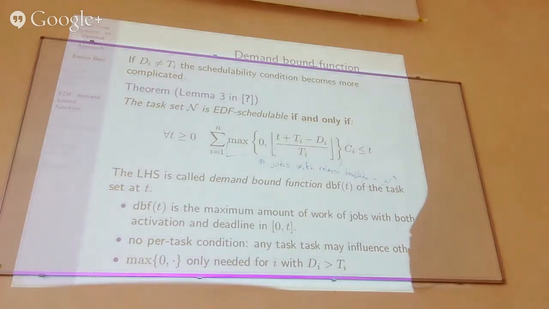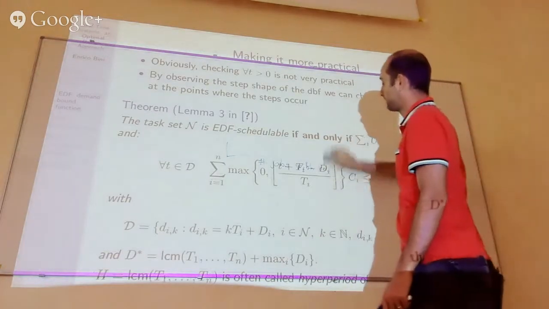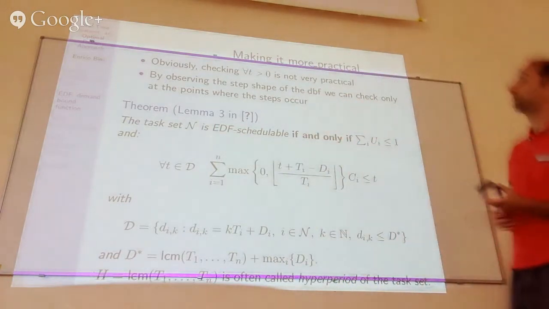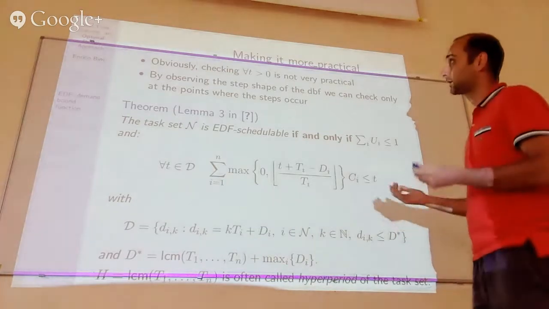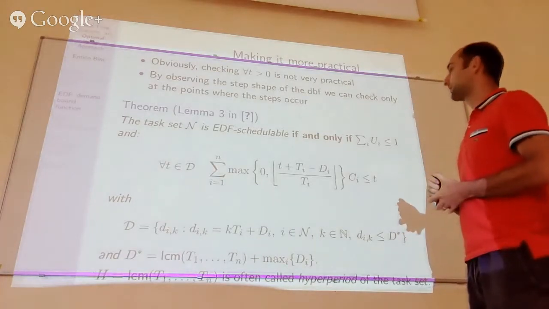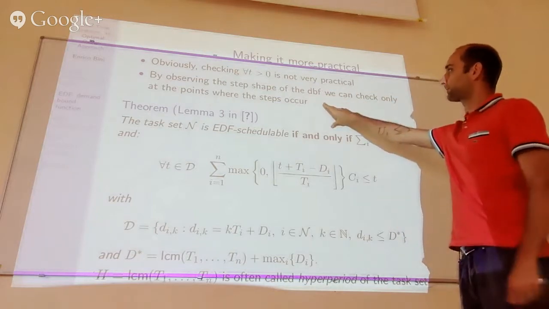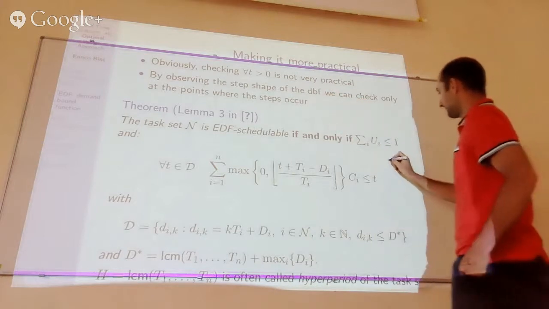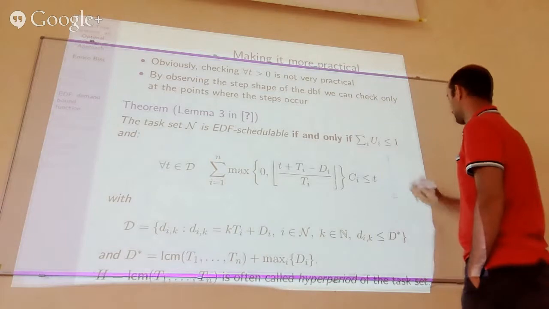I guess it is something standard. So what's the problem here? The problem in the previous condition was that it is required to test for all t, and for all t there are many values. It takes a lot, it's not practical at all. So what's the point here? The point is that we can observe the shape of the dbf. If you take a look at this expression, basically it is like this.